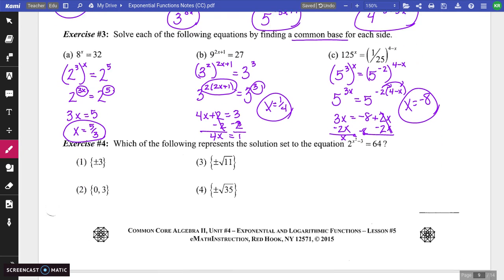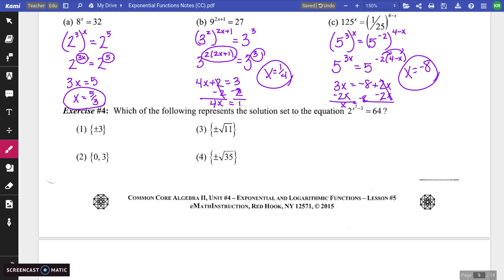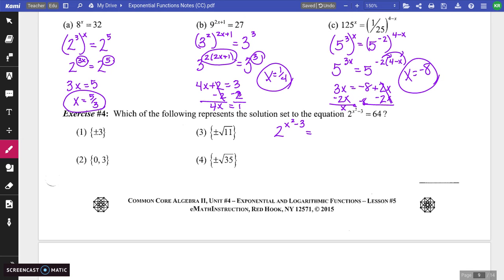Okay, one last example for today. Which of the following represents the solution set to this equation? Okay, well, this first piece is written as a power of 2. So can you rewrite 64 as a power of 2? And you can. If you remember back up here to A, 2 to the 5th was 32. So if I multiply that by 1 more 2, that'll be 64. So 64 is 2 to the 6th power. Okay, we have the same bases, so I can put my exponents equal to each other.